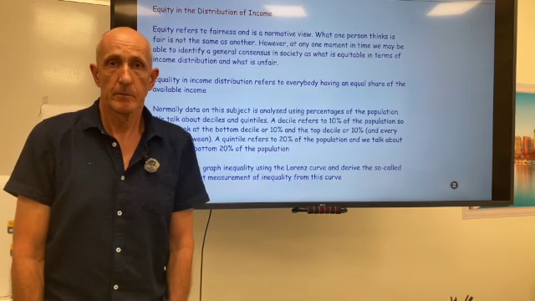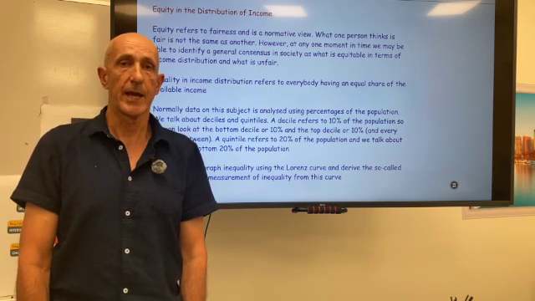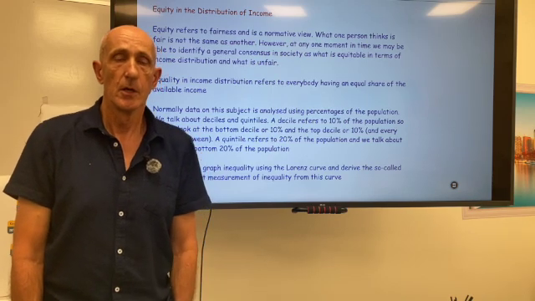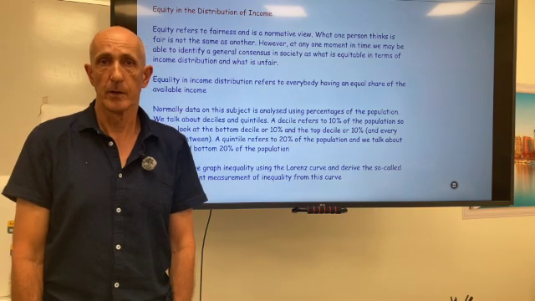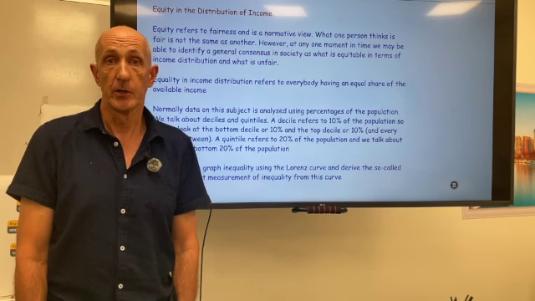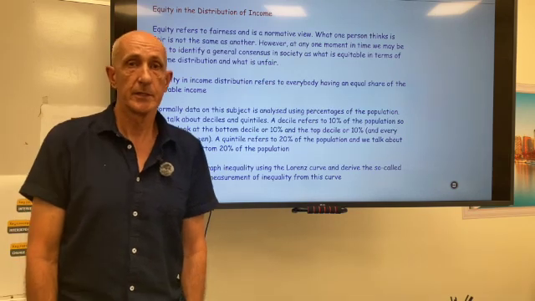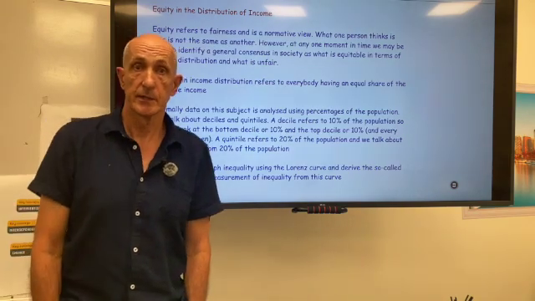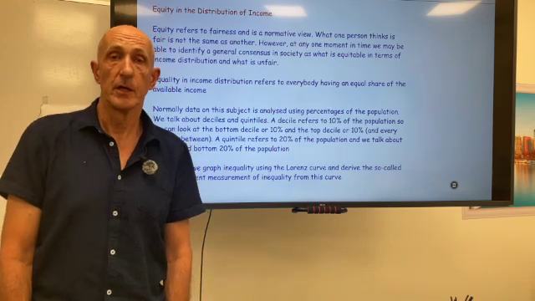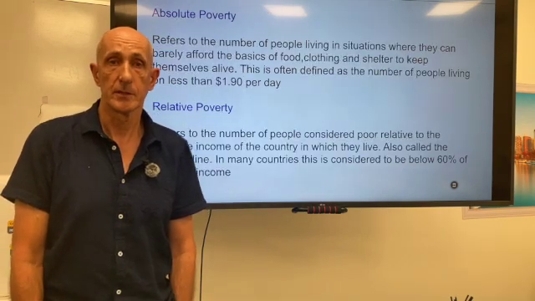So let's get one thing clear at the beginning. There is a key difference here between equity and equality. When we talk about equality of income, we're talking numerically, quantitatively, about everybody earning the same amount. That would be equality. When we talk about equity in economics, that means fairness. It's subjective, it's normative. People will have different opinions on it. So we can't really quantify anything to do with equity.